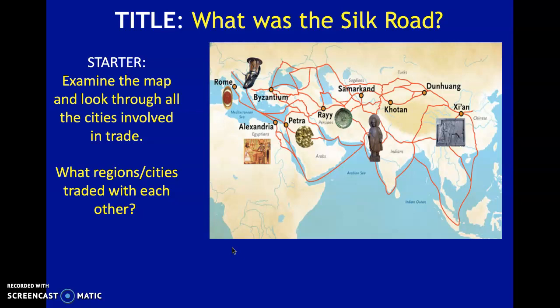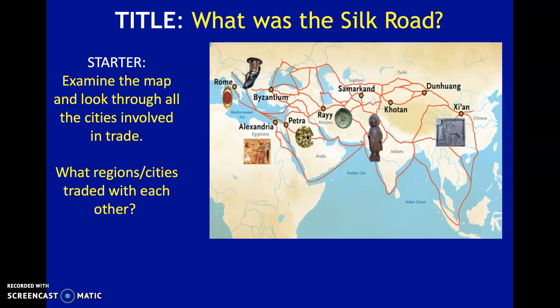So, for example, Rome, which was at the heart of the Roman Empire, traded quite extensively with Egypt. Alexandria was the major city in Egypt at the time, about 2,000 years ago. I want you to do the same. Just think of all the other regions or cities that traded with each other according to this map. So pause this video, jot those down, and once you've finished, you can resume the video.